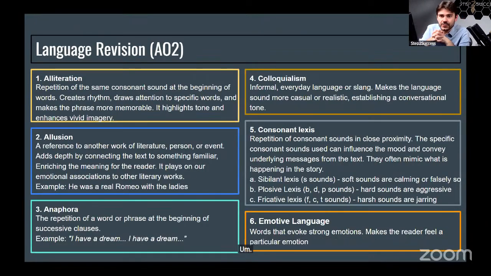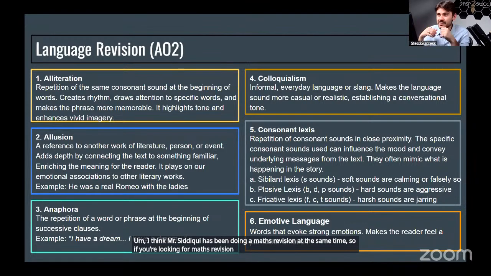No, I'm not going through maths today. This is specifically English related. I think Mr. Siddiqui has been doing a maths revision at the same time. So if you're looking for maths revision, it's another link. It's not my link.